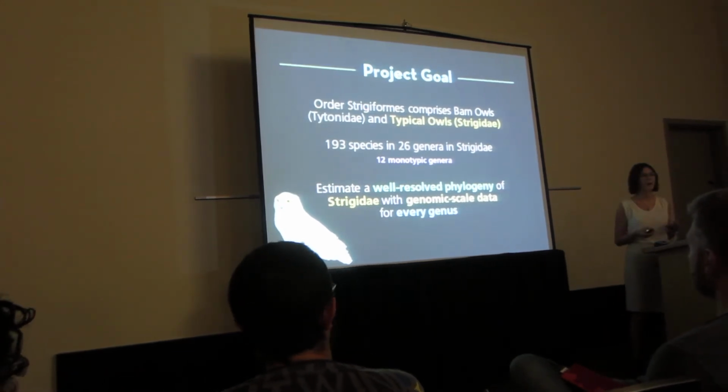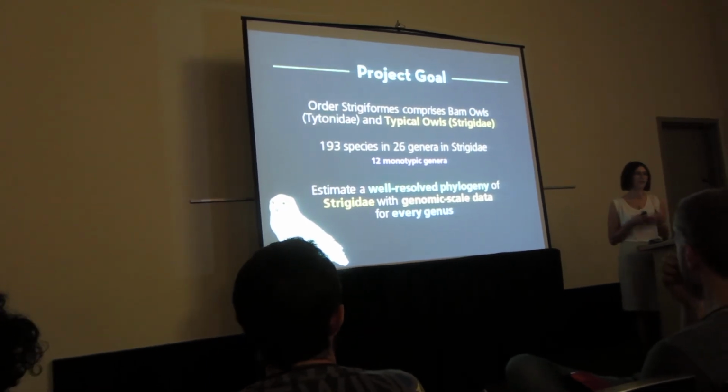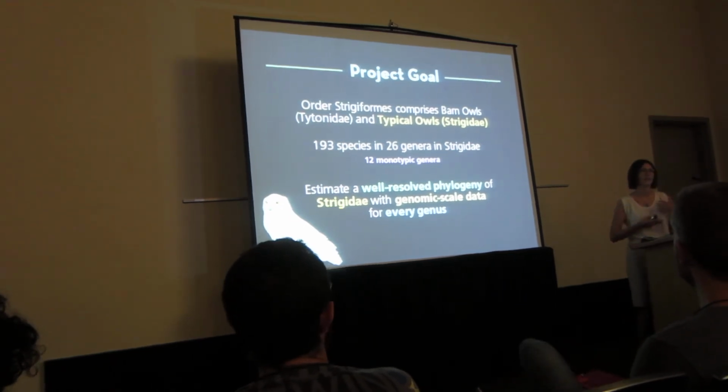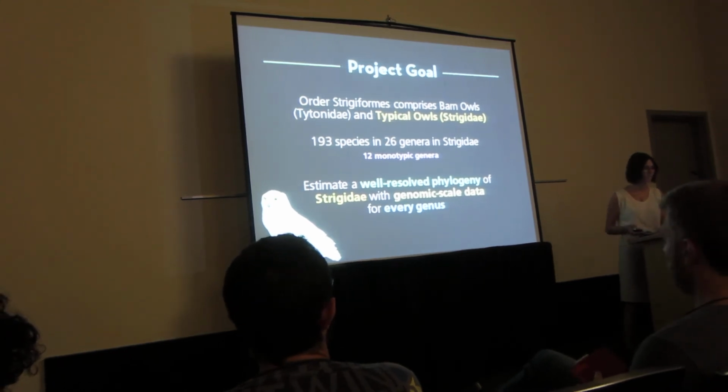Of those, 12 represent monotypic genera, and these species in particular have often been left out of large-scale systematic studies of the family. So despite the fact that this is a very charismatic group of birds, there's still some systematic work that needs to be done.